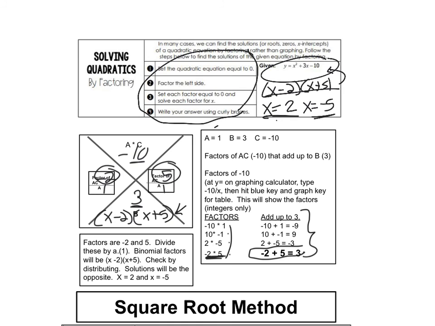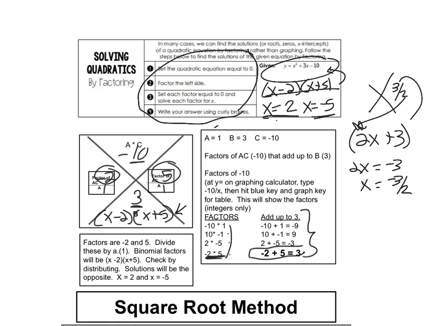Let's say that you have the binomial, one of them's 2x plus 3. Alright, if I set that to 0, it'd be 2x equals negative 3, x equals negative 3 over 2. When you had your x, you would have had positive 3 over 2. 2 goes in front of it, 3 goes behind it. Okay.